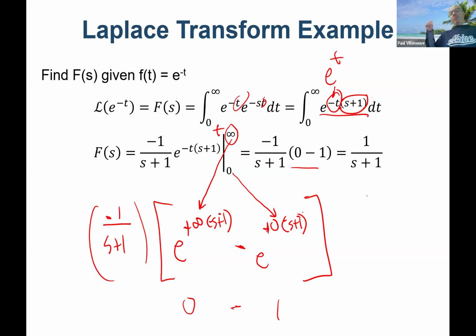So our very first Laplace transform is done. E to the minus t converted to the Laplace domain becomes 1 over s plus 1.